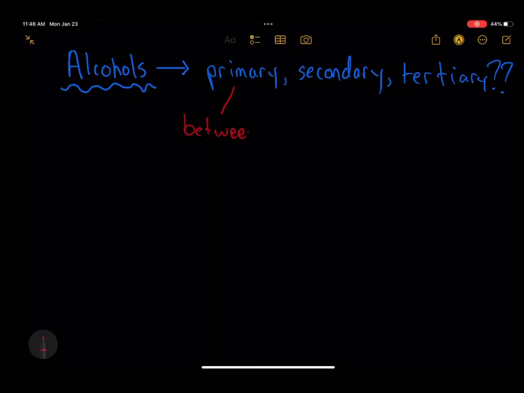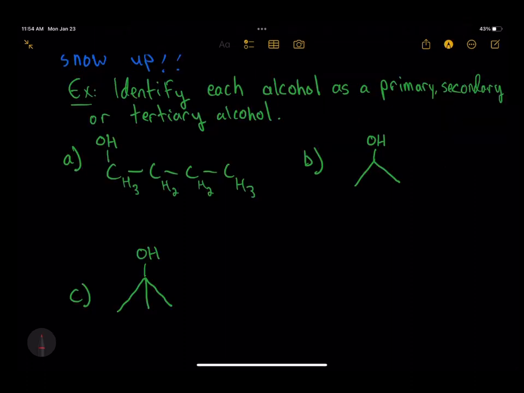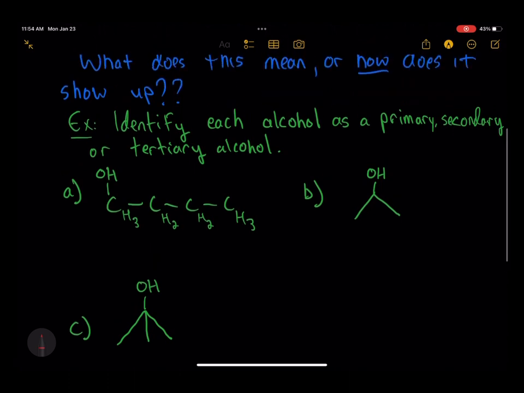So the first thing that we're going to talk about here is the three subcategories of alcohols, mainly the primary, secondary, and tertiary alcohols. When we say primary, we're talking about an alcohol or a hydroxyl that is on a carbon which just has one other carbon next to it. When we say secondary alcohols, we're talking about the hydroxyl on a carbon that is between two carbons. And when we say tertiary, we're talking about a hydroxyl group that is on a carbon which has three carbons around it.